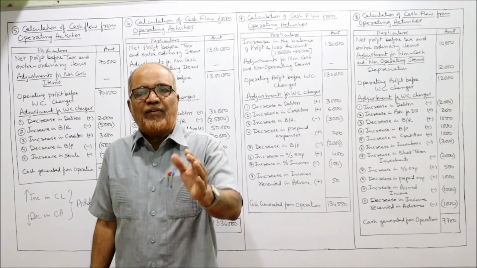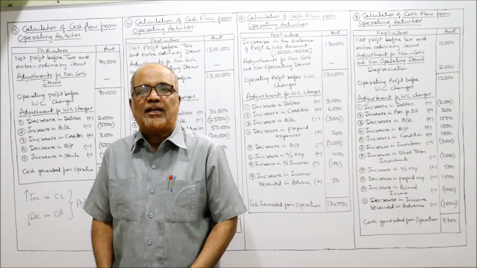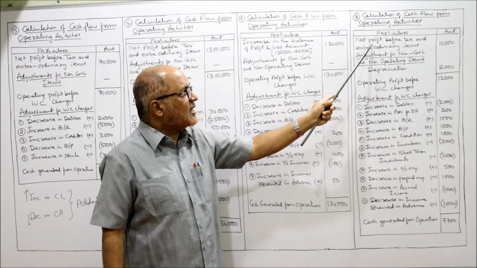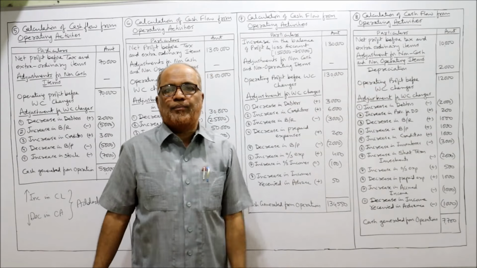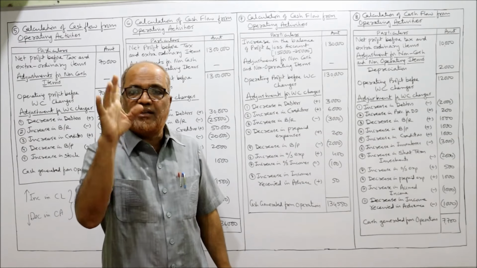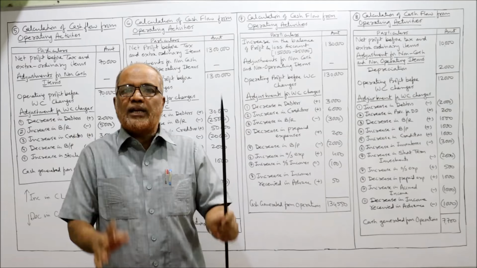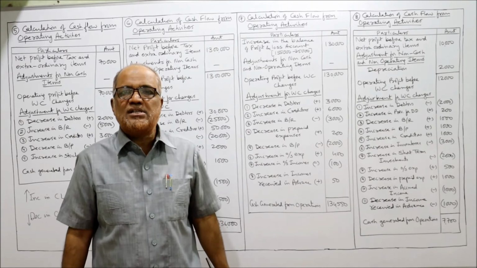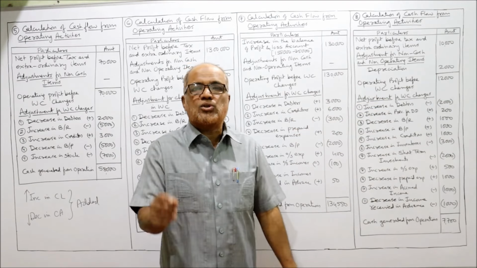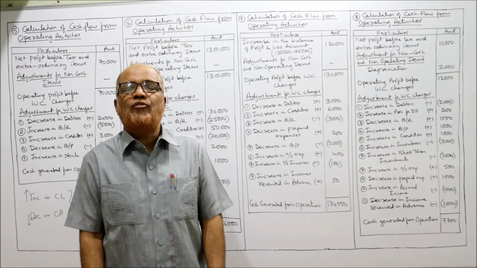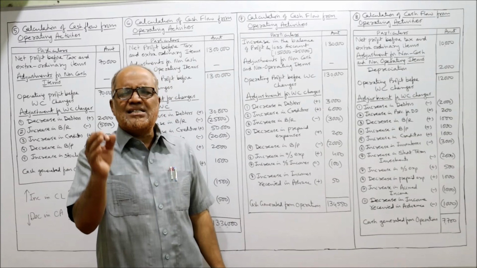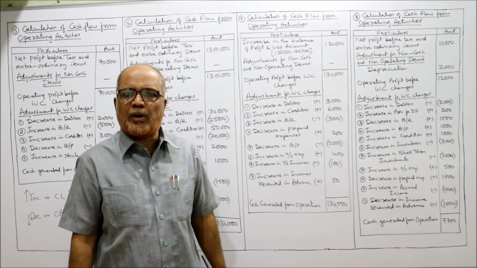So how much is the net profit before taxes and extraordinary item? 10,000. So here calculation of cash flow from operating activities. Net profit before tax and extraordinary item 10,000 given in the problem. Now adjustment for non-cash, non-operating items. One item is given. Previous problem there was no non-cash. Here one non-cash is there. Depreciation. So depreciation 2,000. Add up. So 12,000 rupees is called operating profit before working capital changes. Now we have to adjust for working capital changes. Exactly the same way as we did in the previous problem.